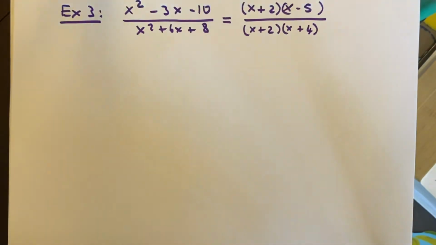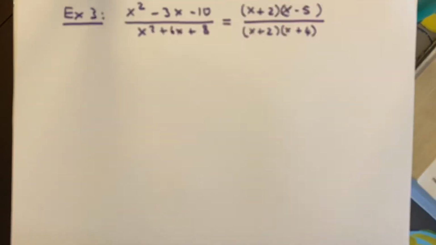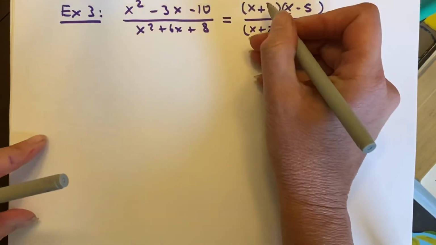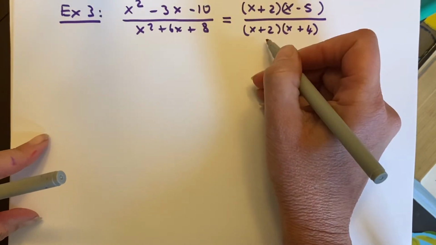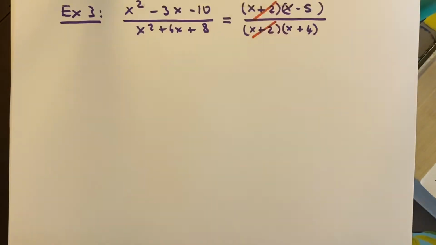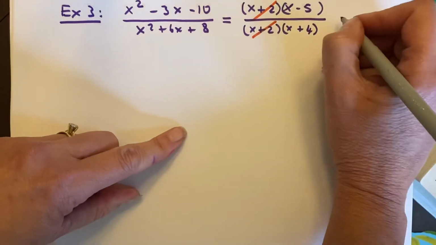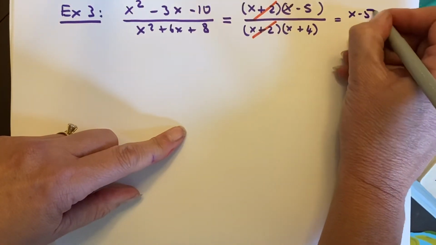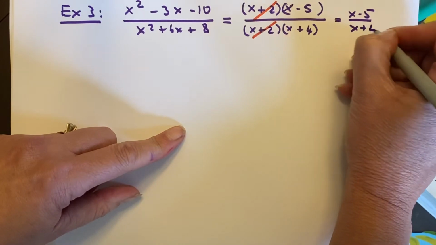So I've factored numerator and denominator, and I can see that I have an x plus 2 on the top and an x plus 2 on the bottom. And therefore I can cross them out. And my answer is going to be x minus 5 over x plus 4.